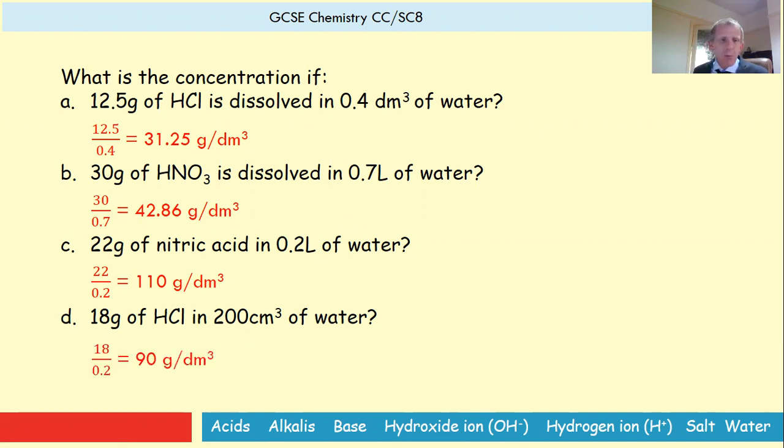18 divided by 0.2 is equal to 90 grams per decimeter cubed. So well done if you managed to get all of those correct, guys. A really important equation for you to be able to work out. And as I say, as a professional marine biologist, it was an equation that I used on a regular basis. It really is a useful equation to be able to recall. So well done for having a go at that.